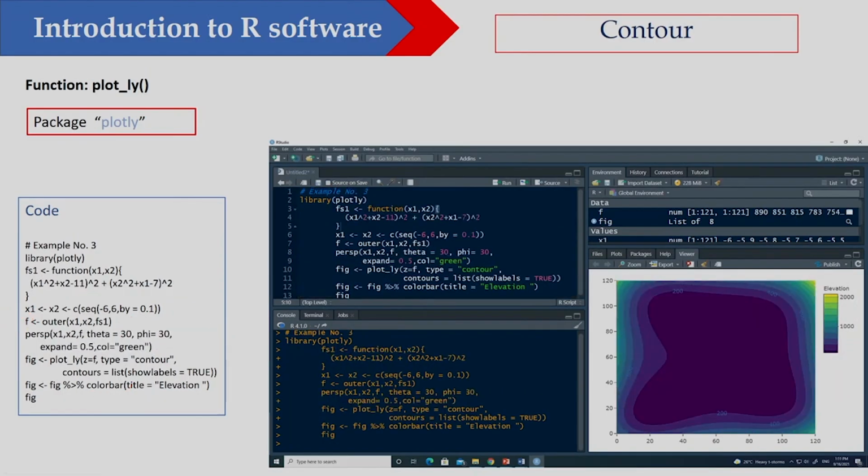Now, again I have used this plotly function to plot the contours for this particular function. This is x1 square plus x2 minus 11, whole square, plus x2 square plus x1 minus 7, whole square. Then I am using the sequence function, then the outer function, and then I am plotting it using PERSP. I am using this plotly function to get this contour map, and the color bar is also here.